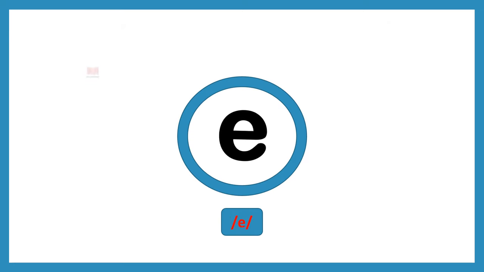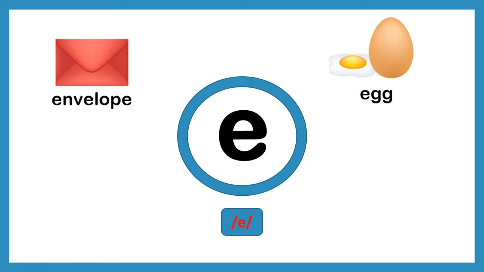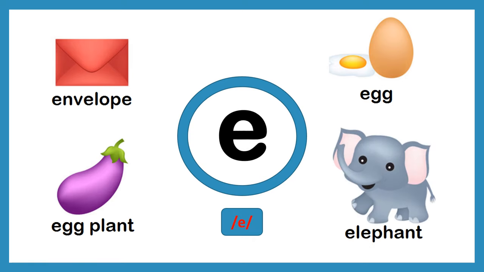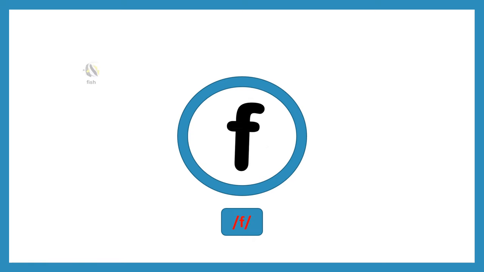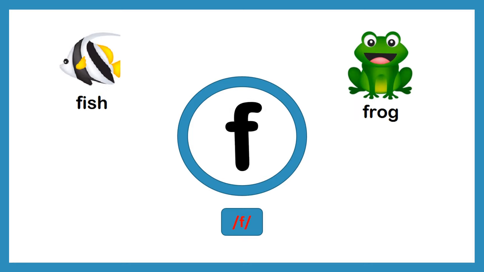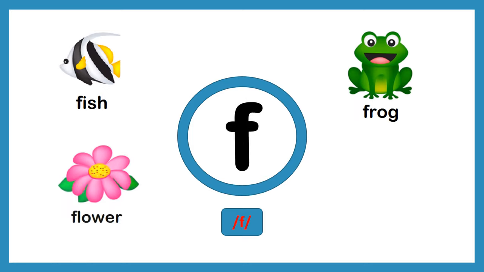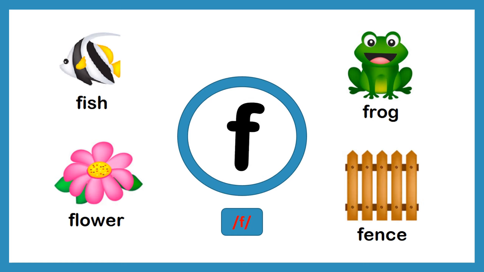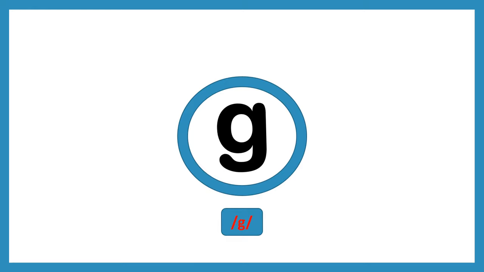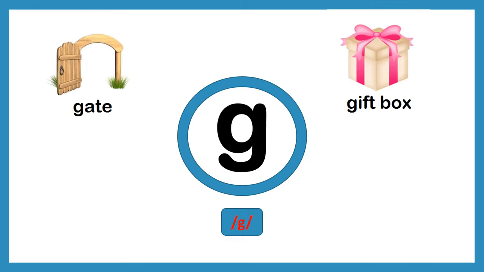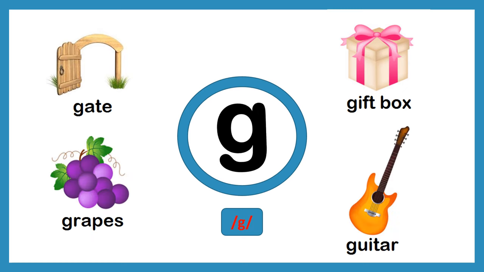E: envelope, egg, eggplant, elephant. F: fish, frog, flower, fence. Kindly note that the sound of F is not exactly F. It's F. G: gate, gift box, grapes, guitar.